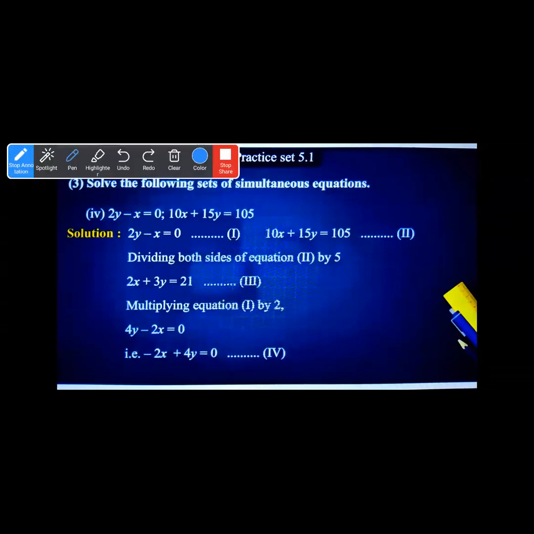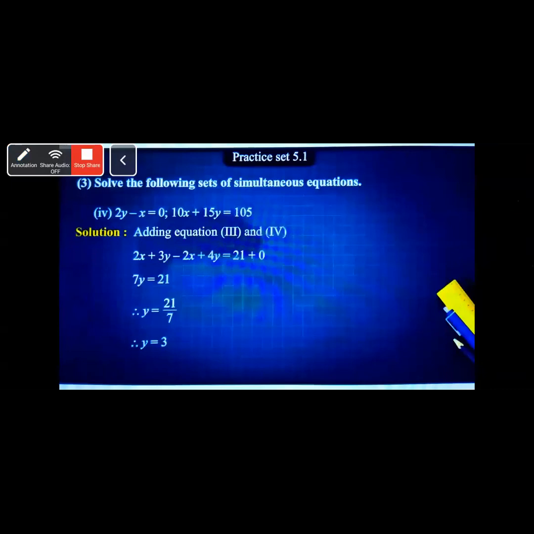Now we have to use the third and fourth equations. When you do the addition, plus 2x and minus 2x will get reduced, and plus 3y plus 4y will become 7y, and 21 plus 0 will become 21. Adding equations 3 and 4, we get 2x plus 3y minus 2x plus 4y is equal to 21 plus 0. Therefore, 7y is equal to 21, y is equal to 21 upon 7. Therefore, y is equal to 3.